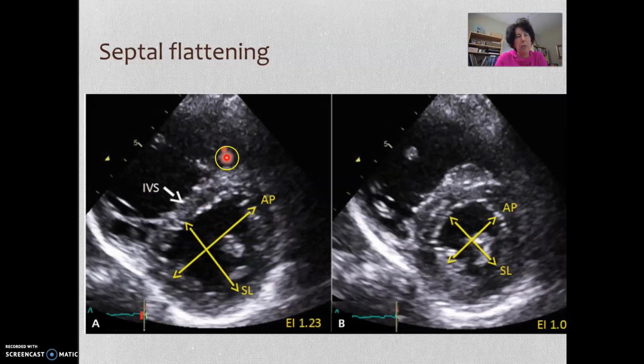Now, in your parasternal short axis view, we were talking earlier about the D-shaped septum. And as you can see here, the septum is getting flattened compared to that. Whether this is happening in diastole or systole or holocycle gives you an indication of whether it's volume overload, pressure overload, or both.